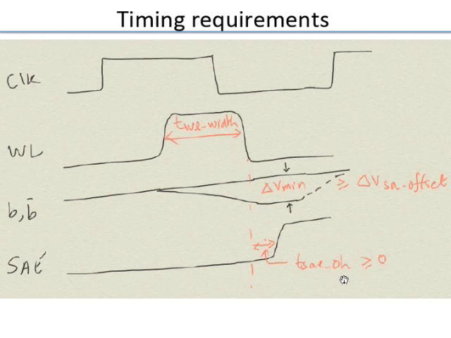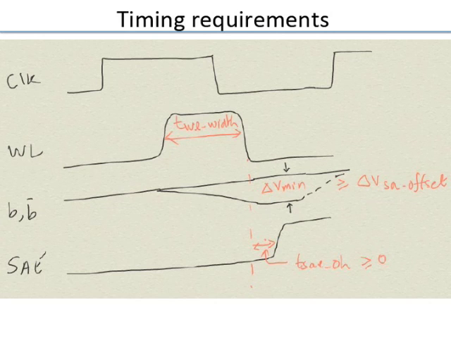This sense amp overhead, you want to make sure it's at least positive. It's never less than 0, and if possible as close to 0 as possible. This overhead is the time beyond the time it took to generate delta V min. This depends on the delta V. Usually delta V min is determined by the sense amp offset. We'll look at that.